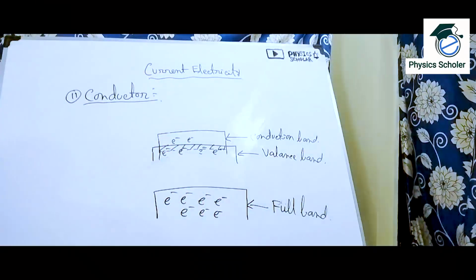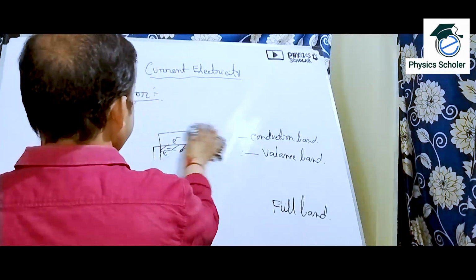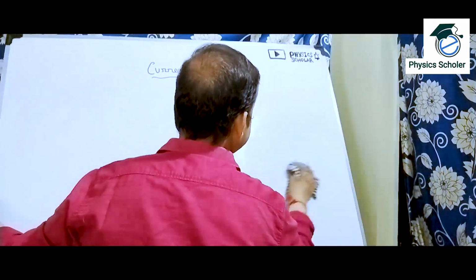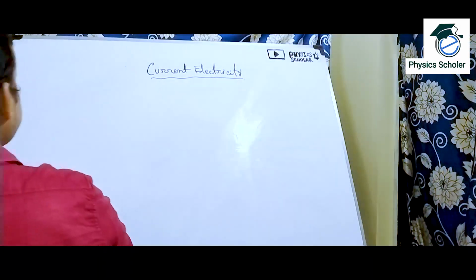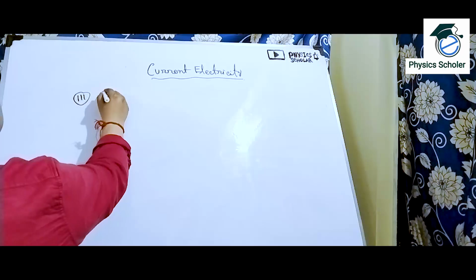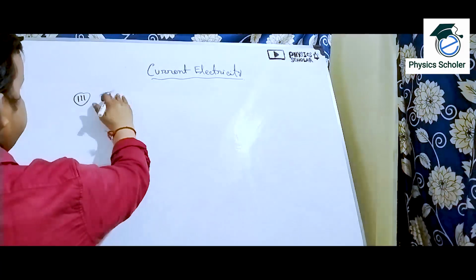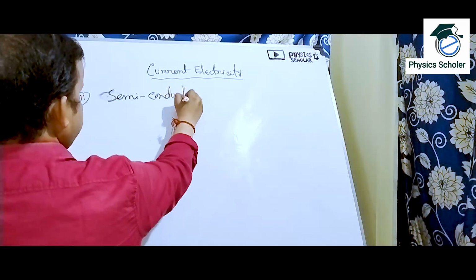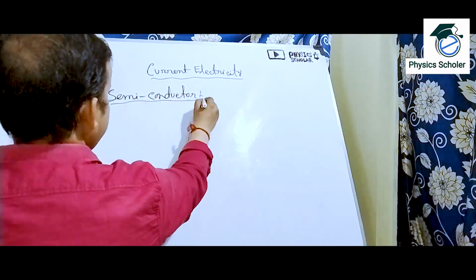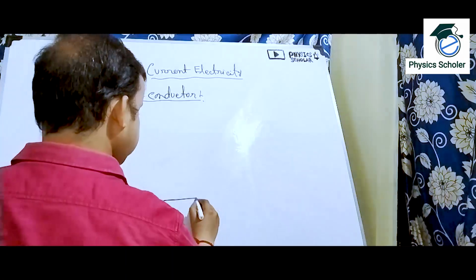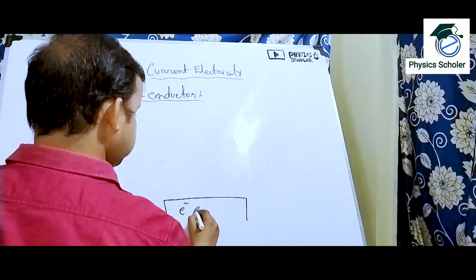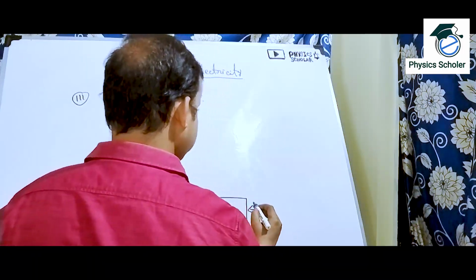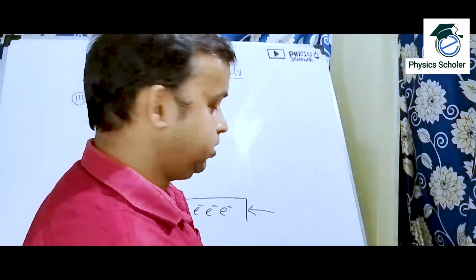Now let me talk about insulator and semiconductor a little bit now, details later. A little bit I will discuss now, and details I will discuss when I teach you the semiconductor devices: diode, triode, transistor, thyristor, all.